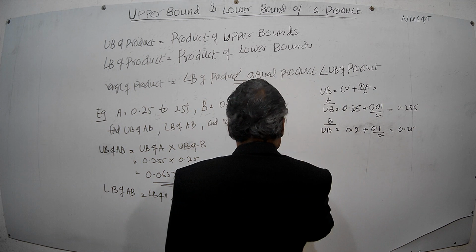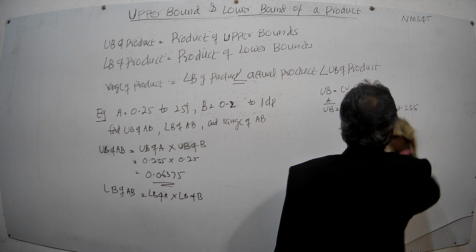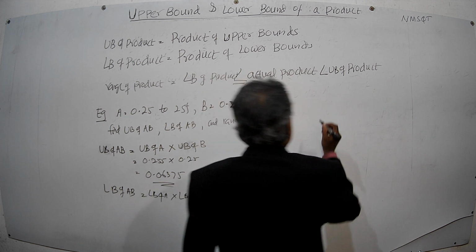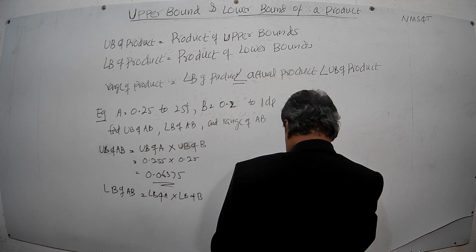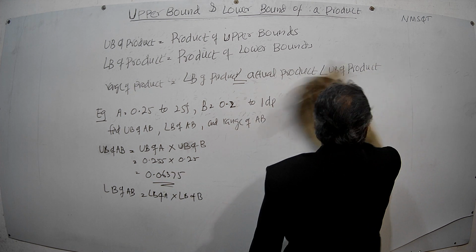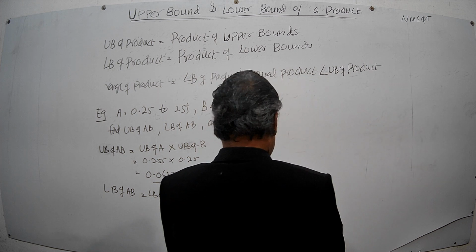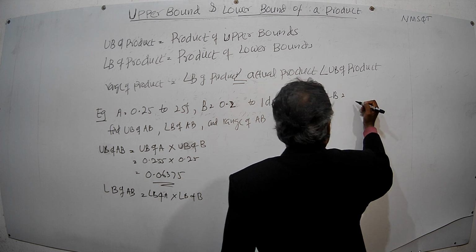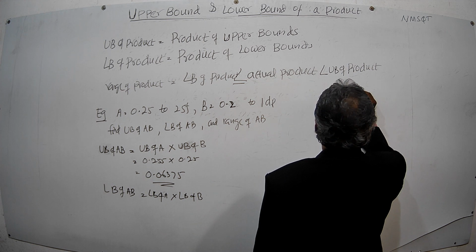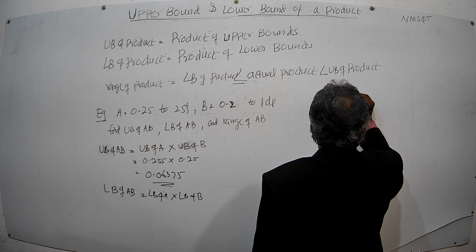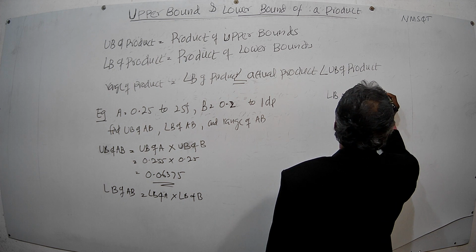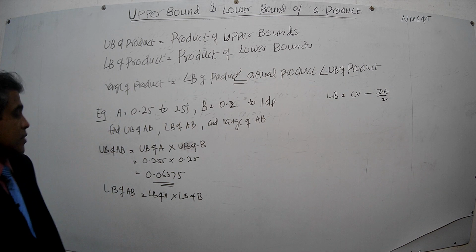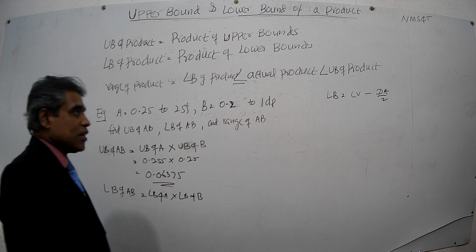Right. Okay. Now we will find the lower bounds of the two numbers. What is the lower bound formula? Lower bound equals corrected value minus degree of accuracy over 2. That's the principle. Then we'll find it by using this formula. We'll find the lower bound of A and the lower bound of B. Right. Now A.